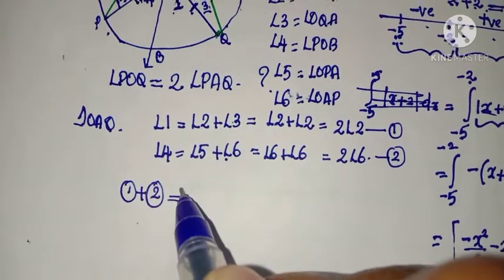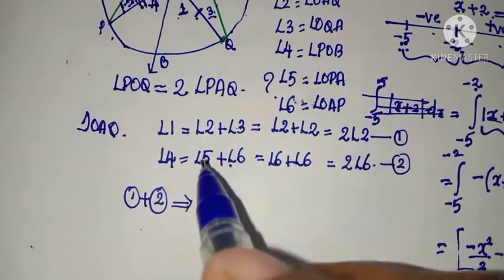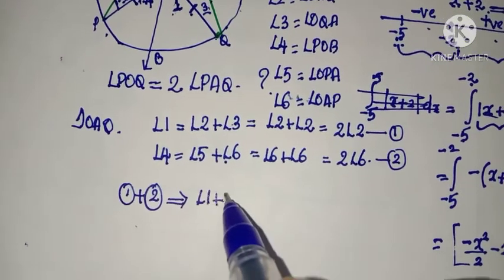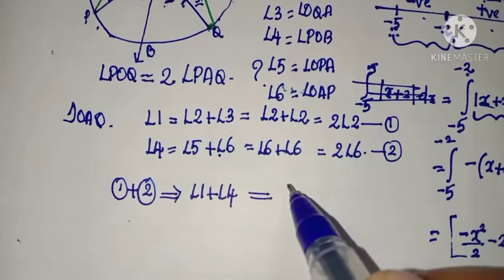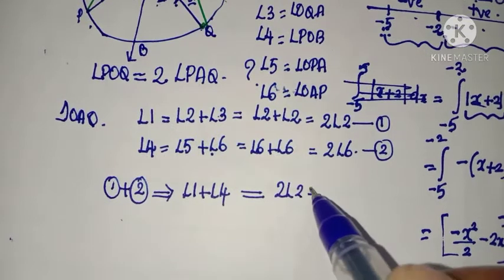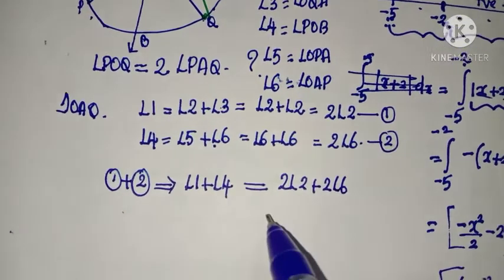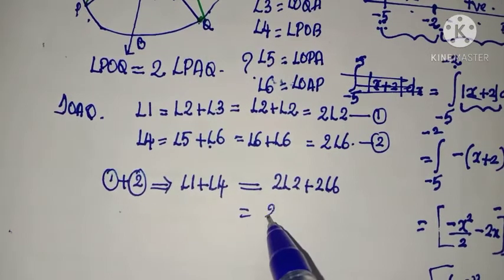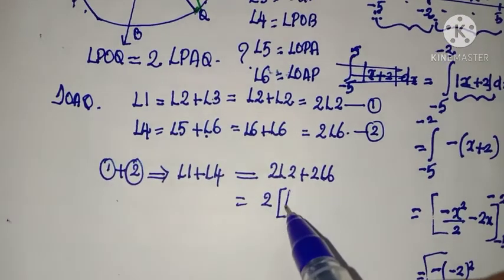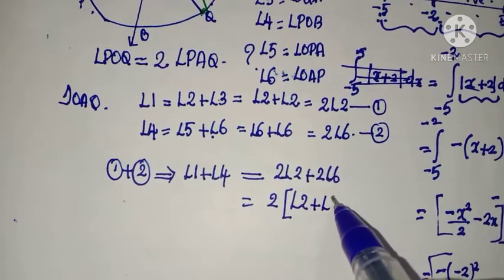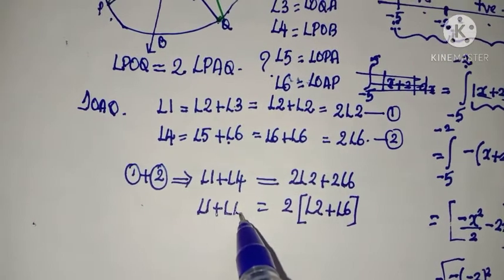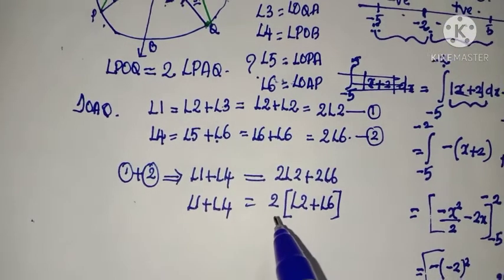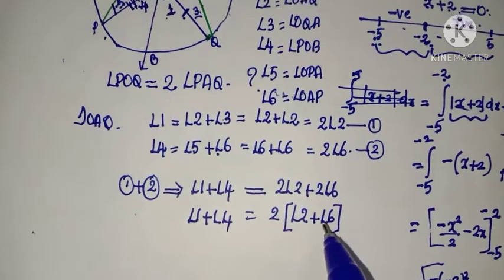Equation 1 plus equation 2. So left side is angle 1 plus angle 4, which is equal to, on the right side, 2 angle 2 plus 2 angle 6. Here 2 is common, so take it outside: 2 into angle 2 plus angle 6. So angle 1 plus angle 4 is equal to 2 into angle 2 plus angle 6.